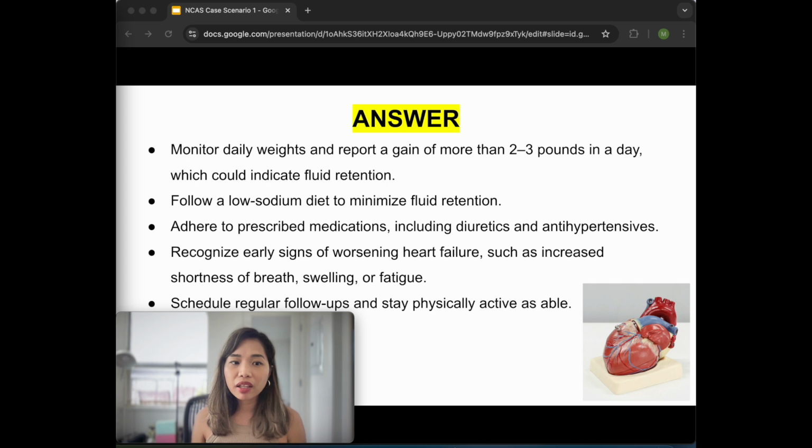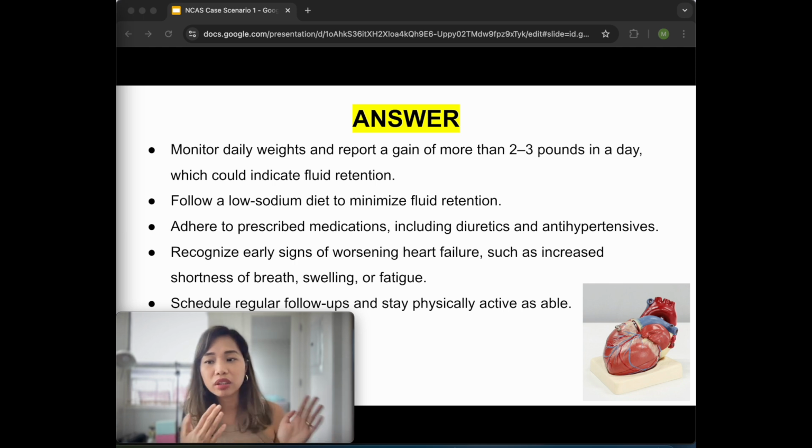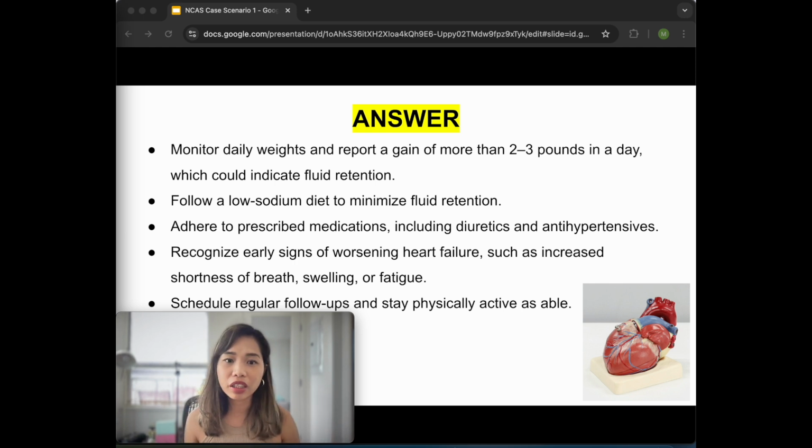So with heart failure, it's a chronic condition. Because it's chronic, the patient needs self-management skills. So before they get discharged into the community, they need to know some information to take care of themselves, to prevent exacerbation, but also to prevent hospital readmissions, because that's what we want. We don't want the patient to go back to the hospital right away.